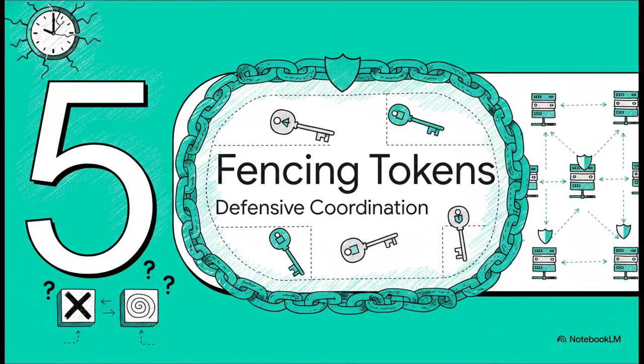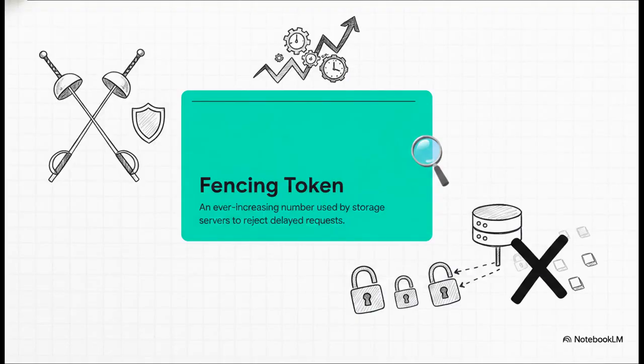That's part 5. Fencing tokens save the day. We clearly can't trust our own node's perception of time, and we can't perfectly distinguish between a crashed node and a paused node. The fix is defensive coordination, specifically something called fencing tokens. A fencing token is a brilliantly simple concept. It's really just an ever-increasing sequence number that gets granted every single time the lock service hands out a lease. The magic here is that the storage server itself uses this number to actively validate every single write request.